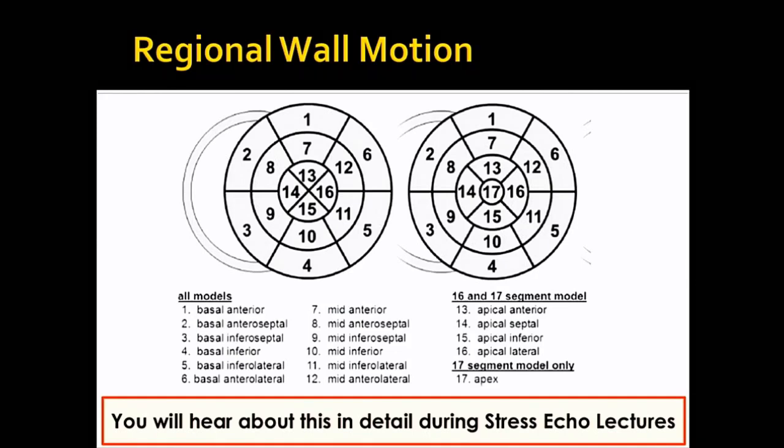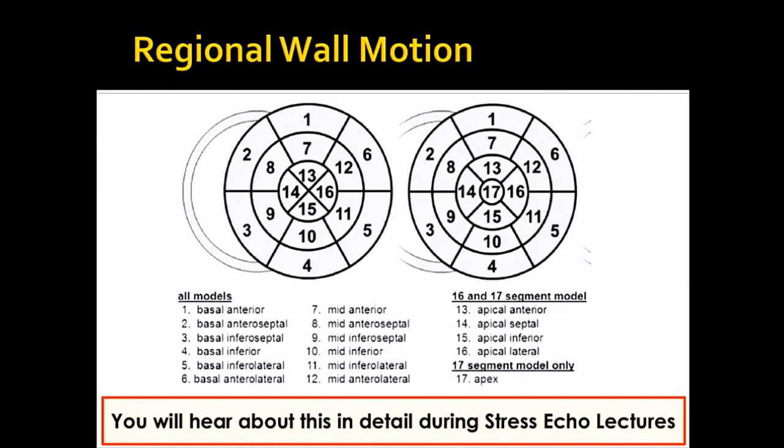So you'll hear this is just something you need to commit to memory. It's not really that hard. And you'll hear more about this when people discuss ischemic heart disease, when we're referring to various wall motion abnormalities and their locations.